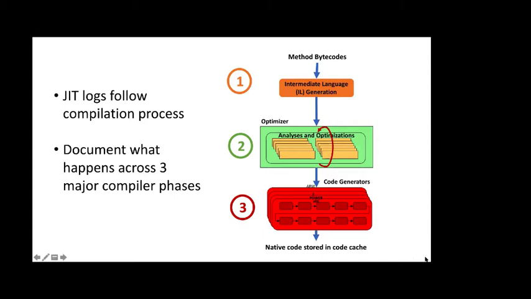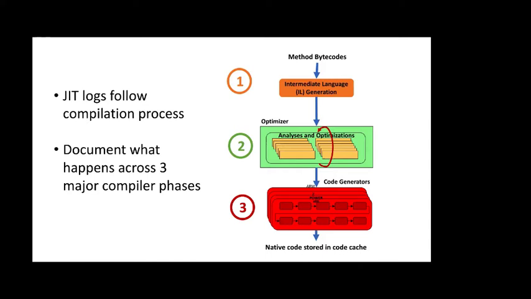So JIT logs basically follow along the basic compilation process, which I've shown on the right side here. Essentially the log documents everything that the compiler does across three major phases. So what are those phases? The first phase is generating the intermediate language for the Testarossa compiler. That intermediate language comes from the Java bytecodes of a particular method.